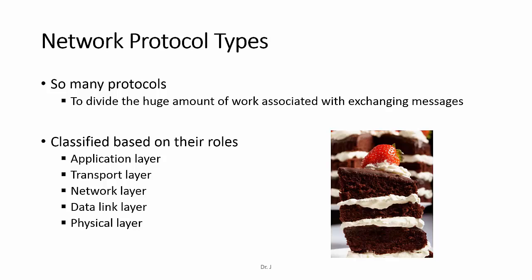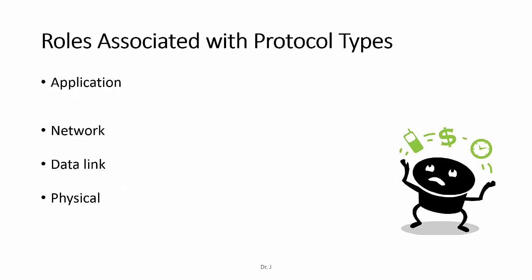The network layer has its own protocols, the data link layer has its protocols, and finally the physical layer has protocols associated with it. So let's take a look at some roles associated with protocol types. For example, the application layer has protocols responsible for generating the data and also consuming the data. If you're on the sending side, of course, generation of the data is your responsibility, but on the other side, when you're receiving the data, the consumption of the data is your responsibility.